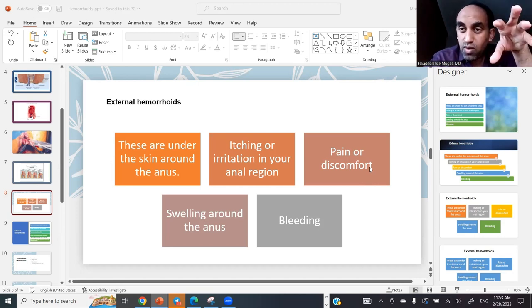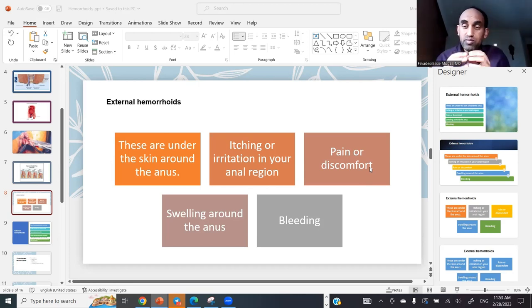So one of the common complications of external hemorrhoid is thrombosis. External hemorrhoid thrombosis, that means a clot forming within that dilated vein around the perianal region, is a very, very painful experience. They come crying to you because the anoderm, like I told you, is being distended. It's highly vascular, I mean, highly innervated.